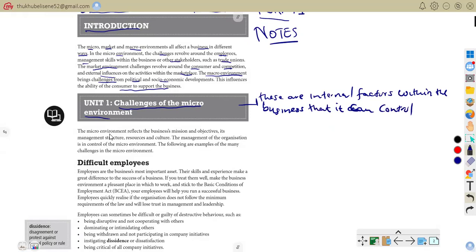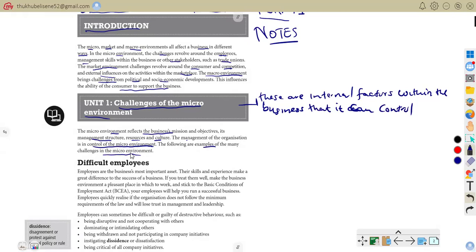As said, the micro environment reflects the business mission, objectives, management structure, resources, and culture. So the management of the organization is in control of the micro environment. So they have full control. The following examples are of the many challenges in the micro environment.